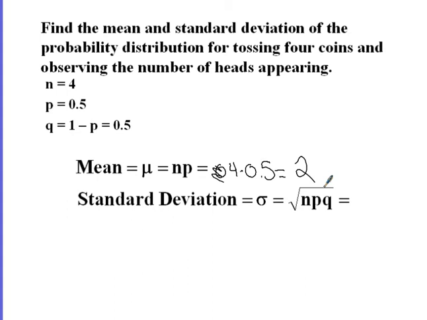And the standard deviation is going to be 4 times 0.5 times an additional 0.5 for the probability of failure. So we're going to end up with the square root of 1, which is 1. So this particular one had a standard deviation of 1. But this only works for binomial types of experiments.